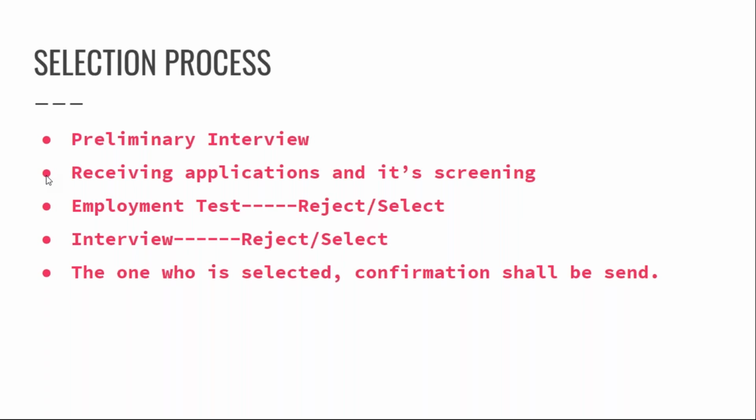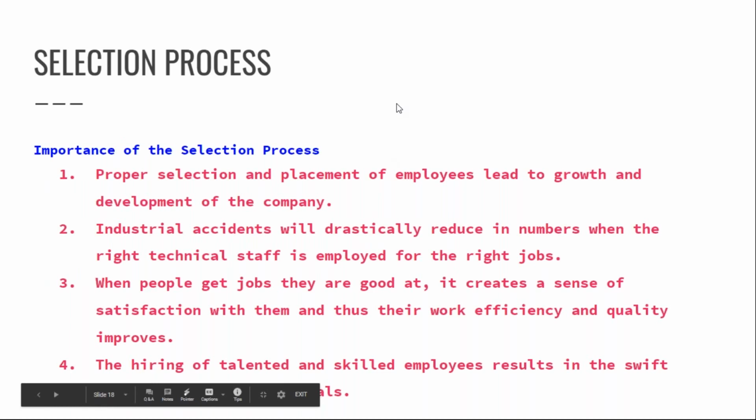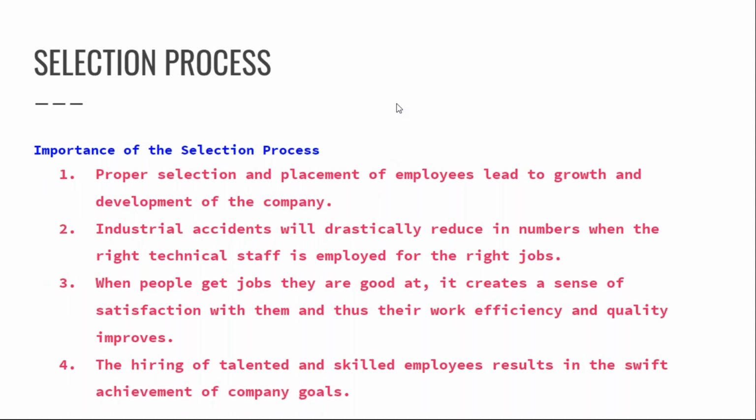So these are the things that take place. And if you clear the selection procedure, then you will be getting an appointment letter, right? Which will include all the necessary data like your annual package, your joining date, and the further documents that the company requires, what are the things that you need to submit, right? And so on.